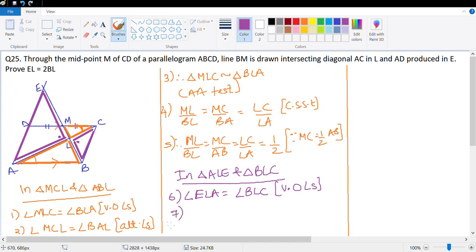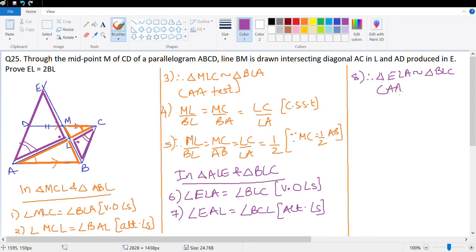Point number 7, again this angle here and this angle here should be equal since AD is parallel to BC and AC is acting like a transversal. So angle EAL is equal to angle BCL. This is alternate angles. What we get is therefore triangle ELA is similar to triangle BLC using AA test.